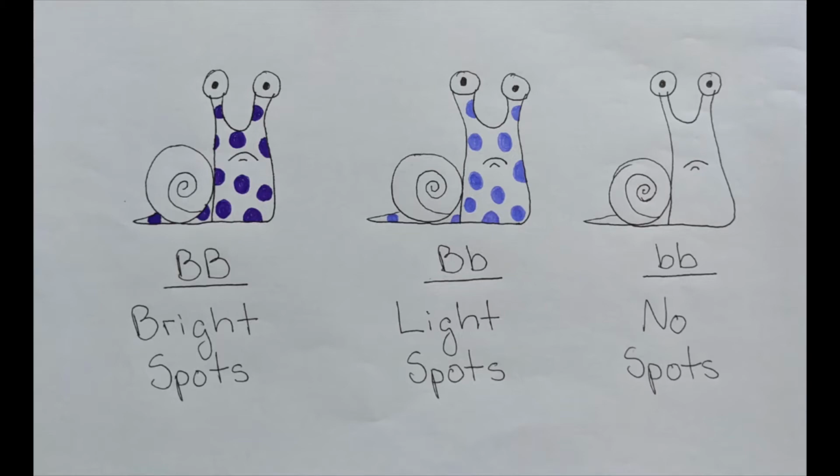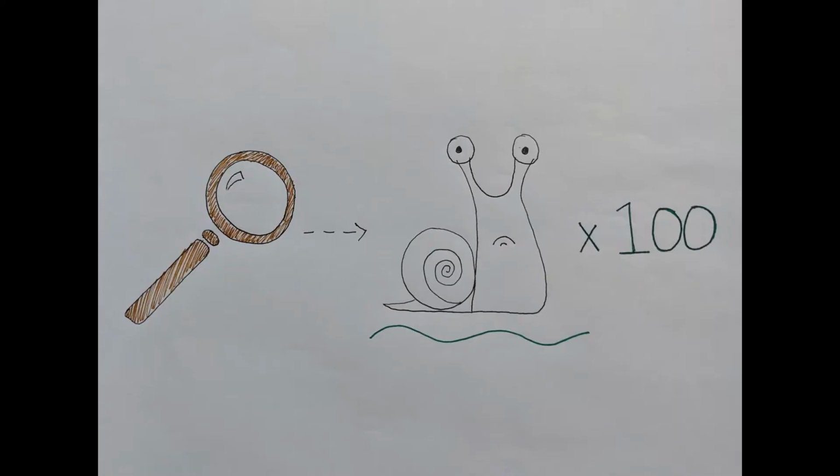Since the snails have been living in an environment with little pressures, the population has arrived at the Hardy-Weinberg equilibrium. This means the population is not evolving and is not affected by genetic variation in natural selection. To begin, I collected 100 snails and noted whether they had bright, light, or no spots.